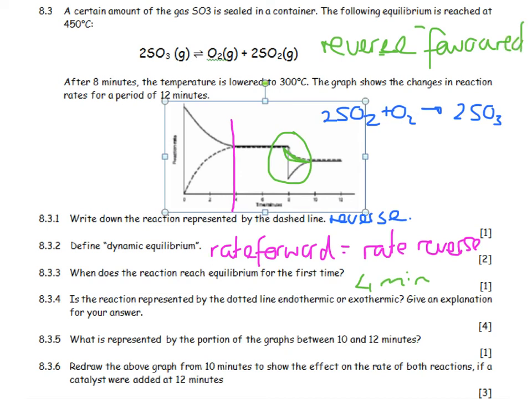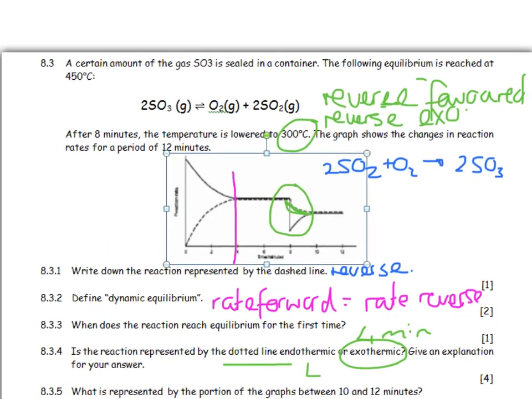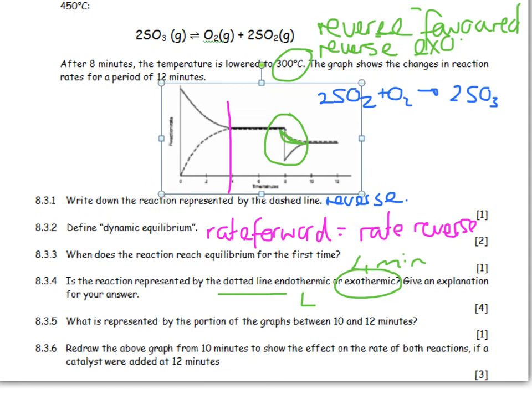So if the reverse is favored, that means that if it was from a lowering of temperature, the reverse must be exothermic. Is the reaction represented by the dotted line? We are talking about the reverse reaction, so it is exothermic, and the reason is given above. When the temperature drops, the reverse reaction is favored. What is represented between 10 and 12 minutes over here? We have got a new equilibrium position at that point, because obviously they both have the same rate once again.